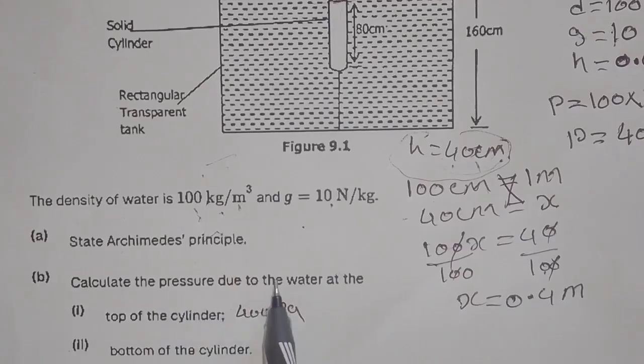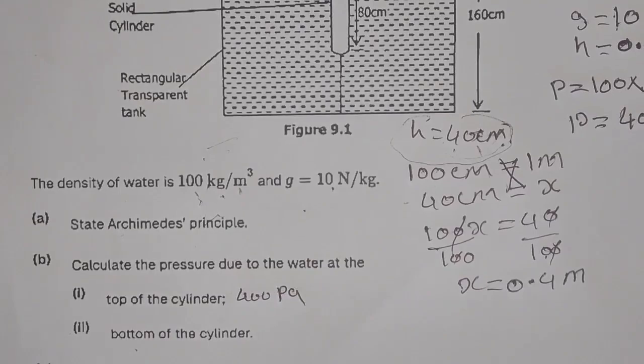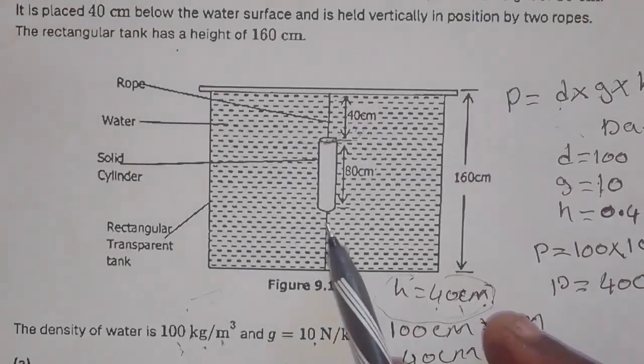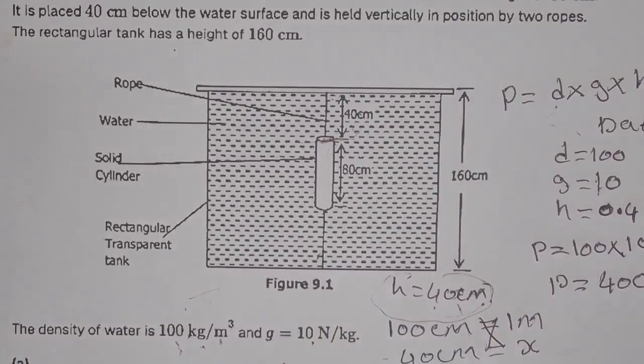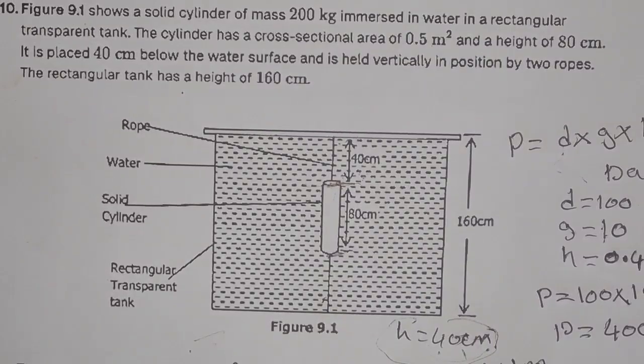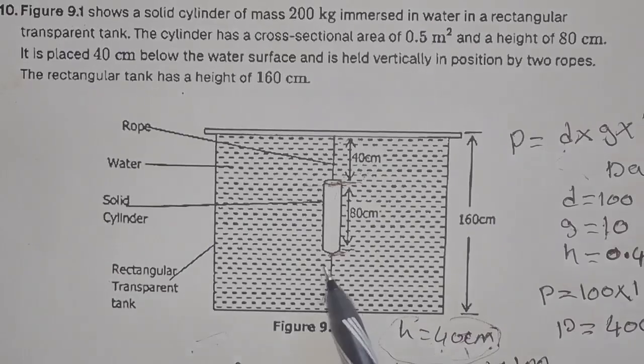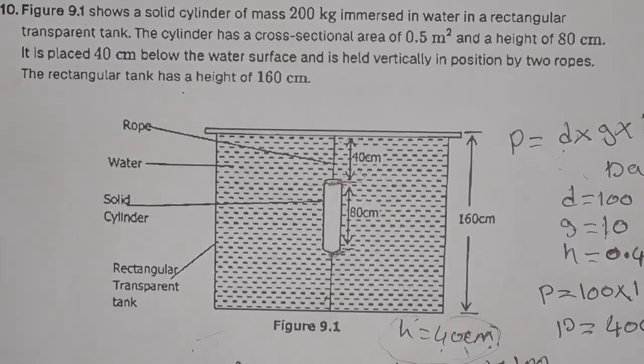Okay, so we proceed to B2, and B2 wants us to calculate the pressure due to the water at the bottom of the cylinder. At the bottom of the cylinder, and the bottom of the cylinder, it's here. So they want us to calculate the pressure which is here. Remember, the one we calculated before is the pressure which is here, but here they want us to calculate the pressure at the bottom of the cylinder.